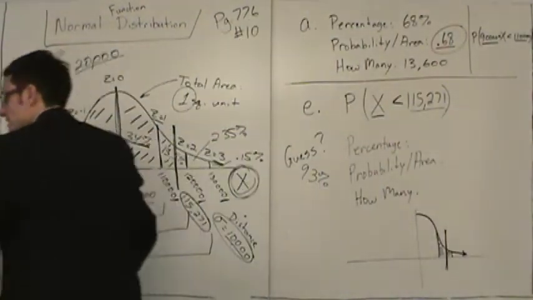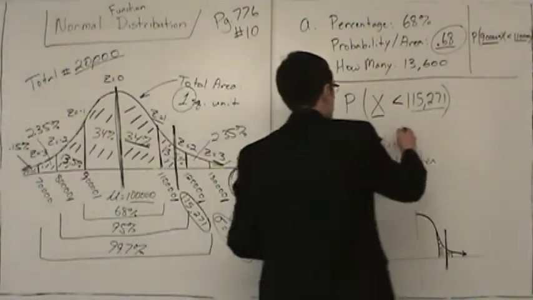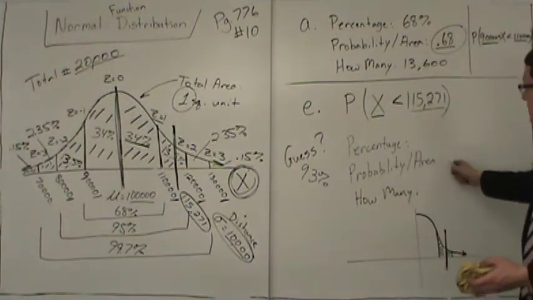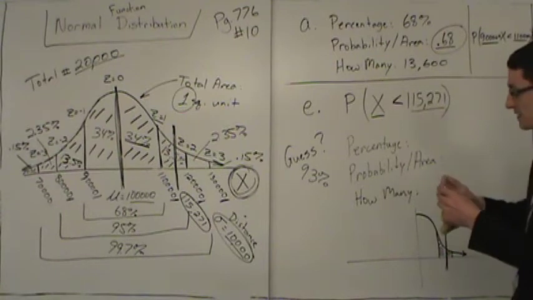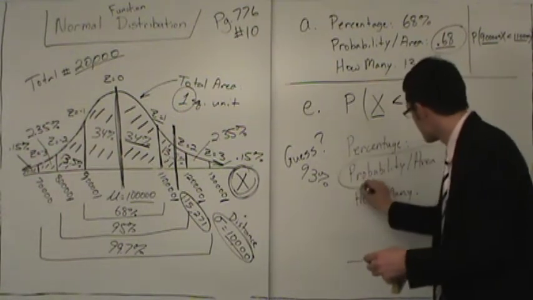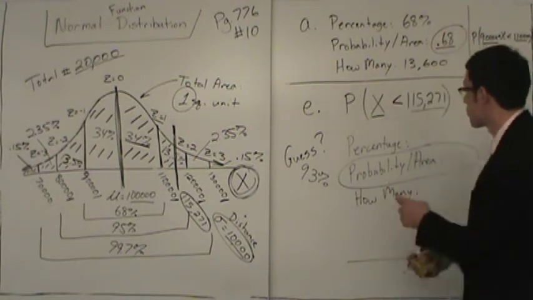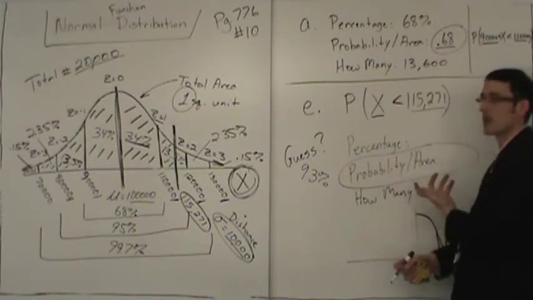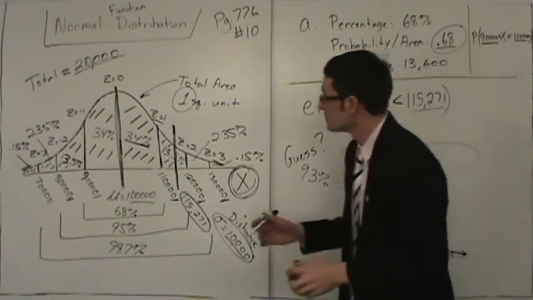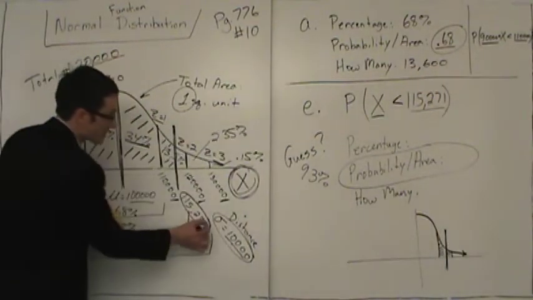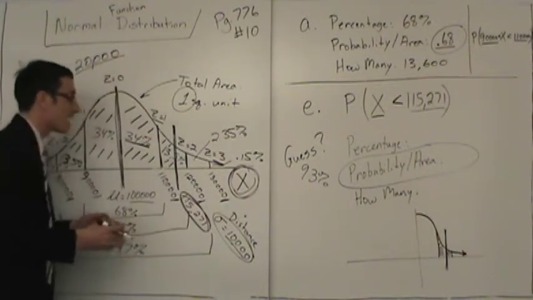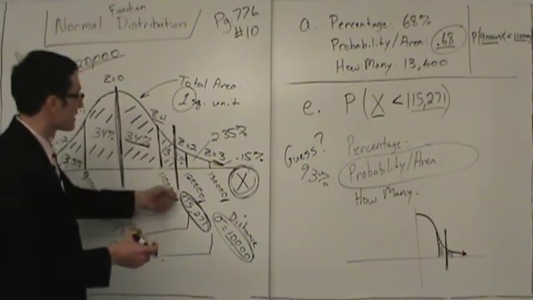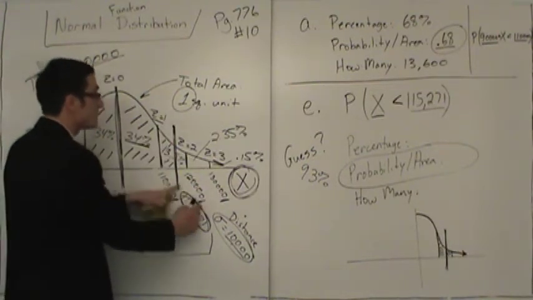Okay, so to calculate this percentage, or this probability, notice, what will the z-table give us? Circle this. Z-table is going to give us probability or area. We're going to be looking up on the z-table the probability or the area. Now, notice, 115,271 does not lie perfectly on the line of standard deviation. So we have to calculate its z-score.